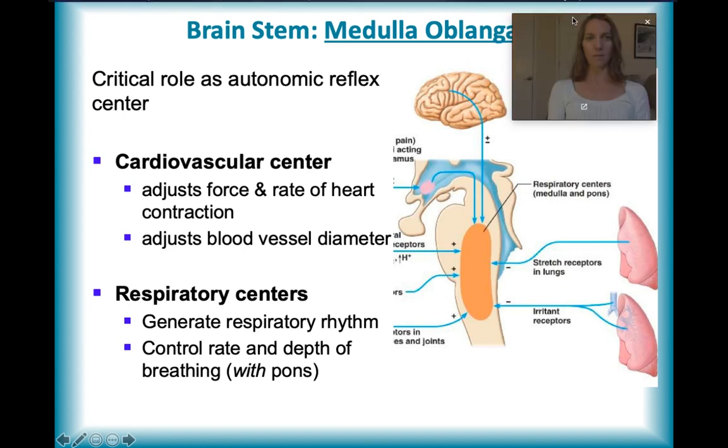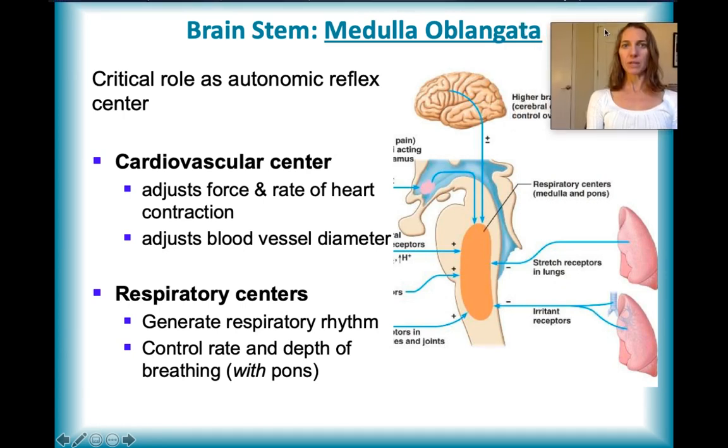So moving on, the third region of the brainstem is going to be your medulla. This is going to be critical to autonomic reflexes. So think about the autonomic system and its two branches, right? You've got the sympathetic and the parasympathetic. So these are our involuntary systems, controlling smooth muscle, cardiac muscle, controlling glands. So you're going to have some really critical nuclei that are embedded in the medulla.